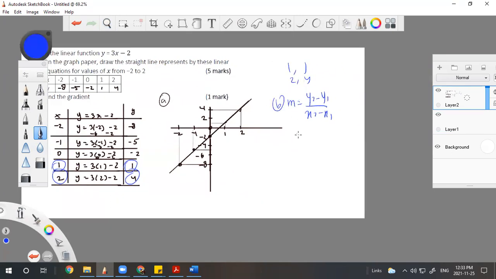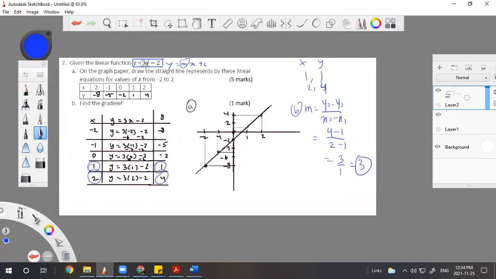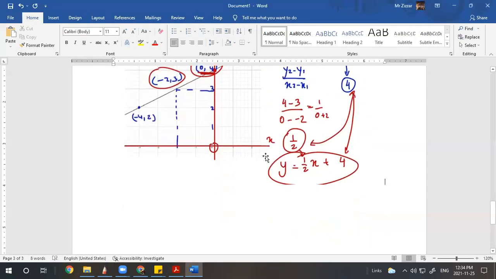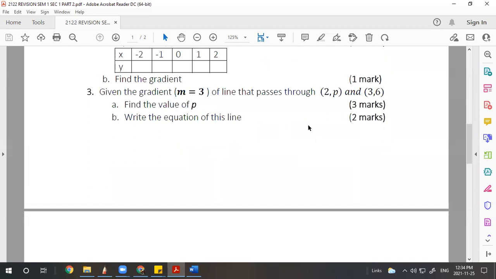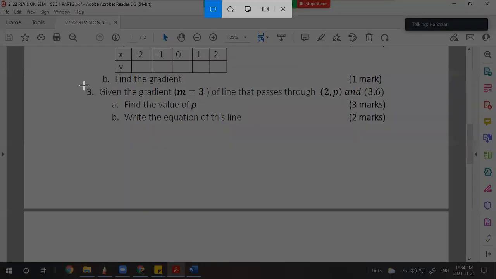This is the old way: x, y, y2 is 4 minus 1 over 2 minus 1, which is 3 over 1, so 3. Or you can look directly here: since y equals mx plus c, the m is 3, immediately visible. Done. You can choose either formula. Okay? So please do watch the video before you do your exam later on, because there are so many tips and tricks and shortcuts.